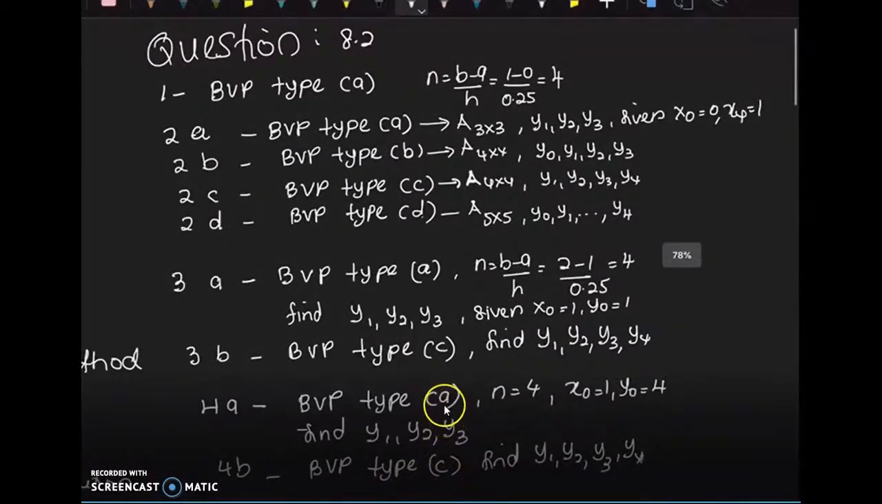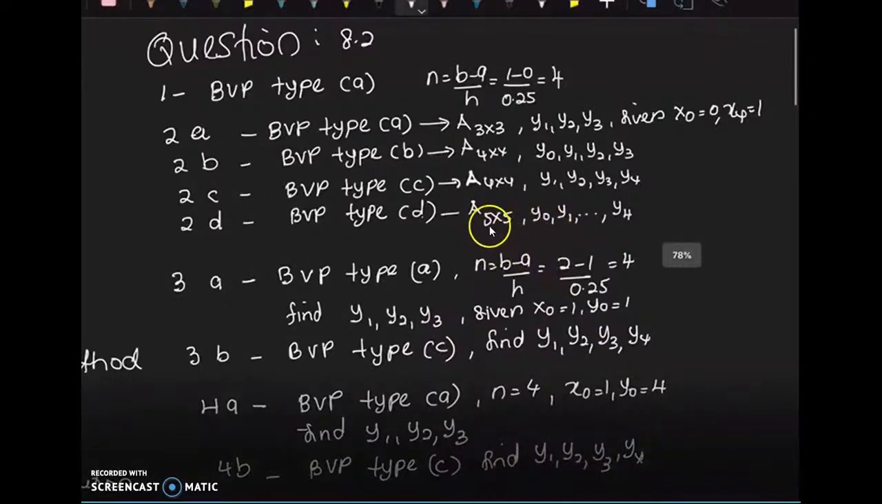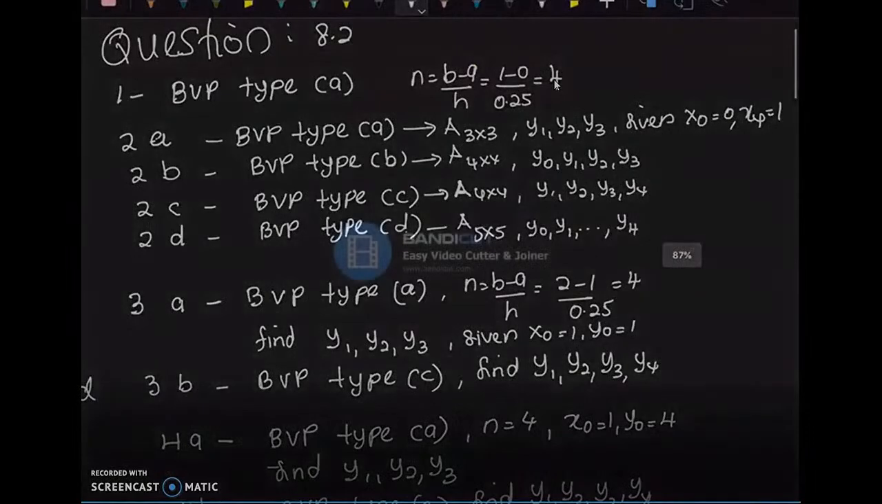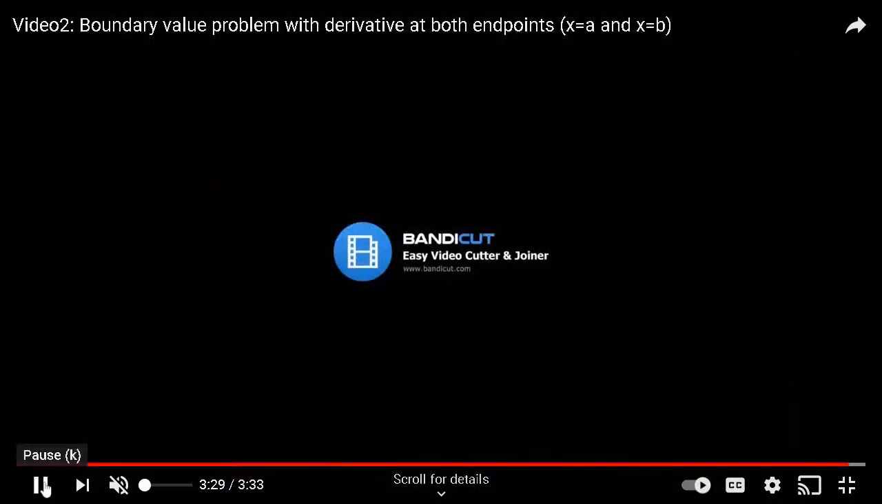So you can see here 4a is a type A. Type A is very simple. You just find the values in between. For B, you need to go type C. Type C means that there is a derivative at the last corner, so you need to find y4. For type B, you need to find y0 because there is a derivative at the early boundary condition.